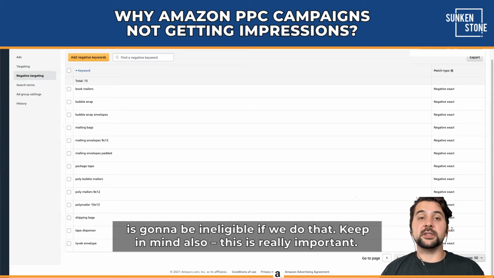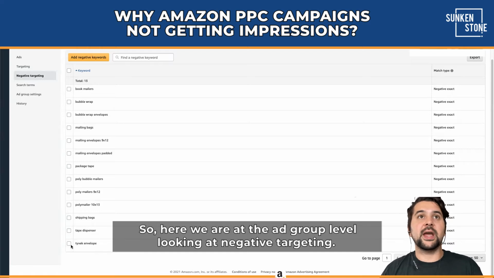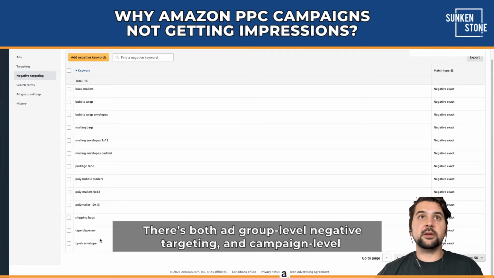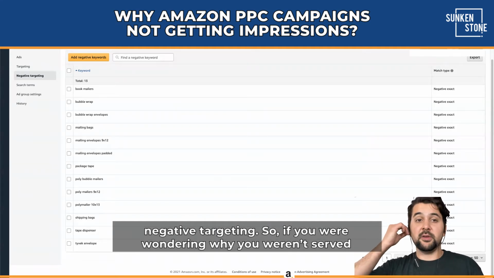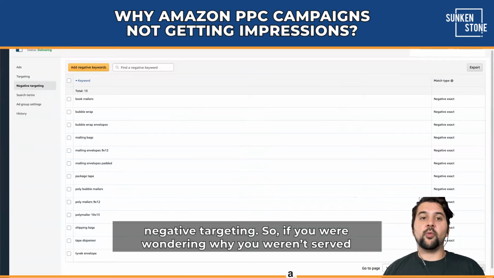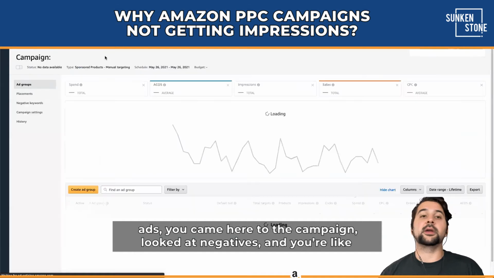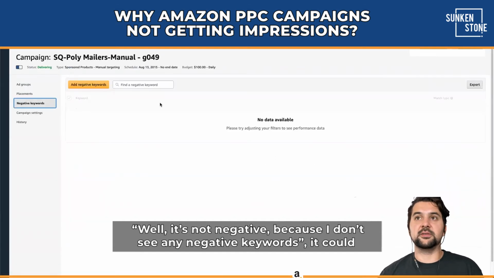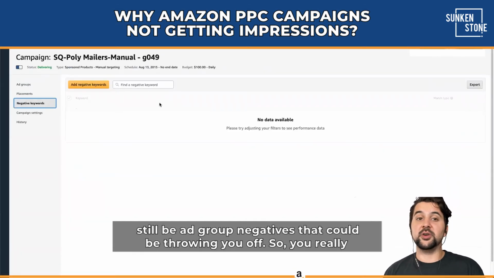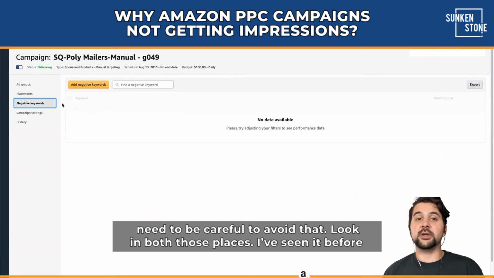Keep in mind also, this is really, really important. Here we are at the ad group level looking at negative targeting. There's both ad group level negative targeting and campaign level negative targeting. So if you were wondering why you weren't getting served ads, you came to the campaign, looked at negatives, and you're like, oh, it's not negatives because I don't see any negative keywords. It could still be ad group negatives that are throwing you off. So you really need to be careful to avoid that. Look in both those places.